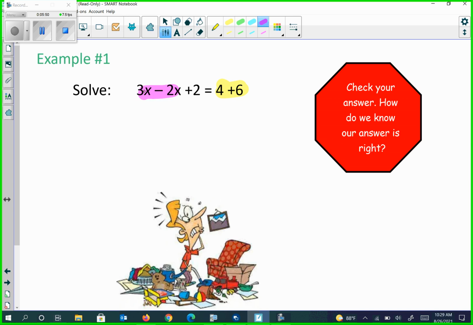Notice I have like terms on the left side and like terms on the right side. Does that make sense? Okay, so what we want to do is combine like terms. Let's take care of what I highlighted in pink. What's 3x minus 2x? x, or 1x. I could say either one. So that's x, so x plus 2. Then let's take care of what's in yellow. What's 4 plus 6? 10.